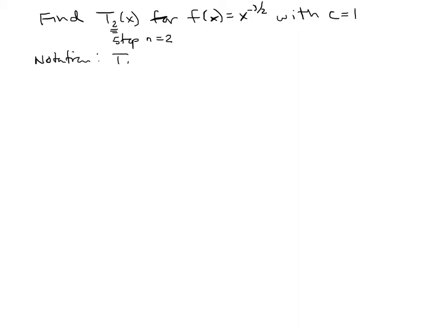The notation t sub k of x is a Taylor polynomial that stops when n is equal to whatever value you are given here, k. All right, so to find the Taylor series, notice that we don't have a Maclaurin series for anything like this. So we're going to have to do this by the definition, meaning we're going to have to use derivatives.